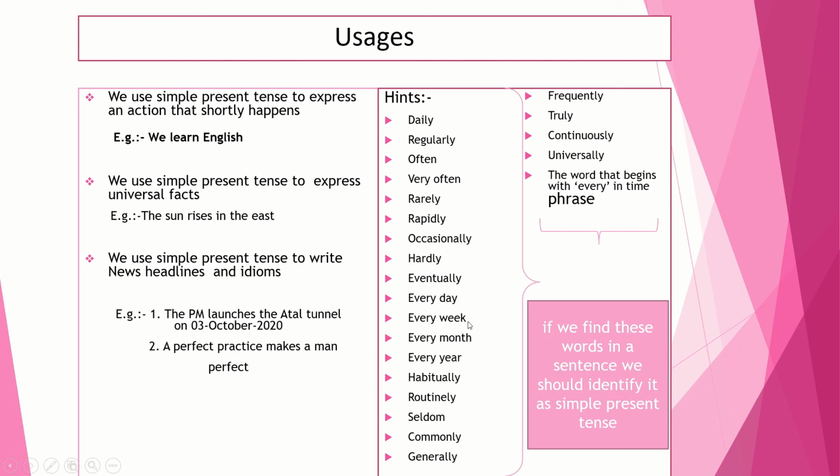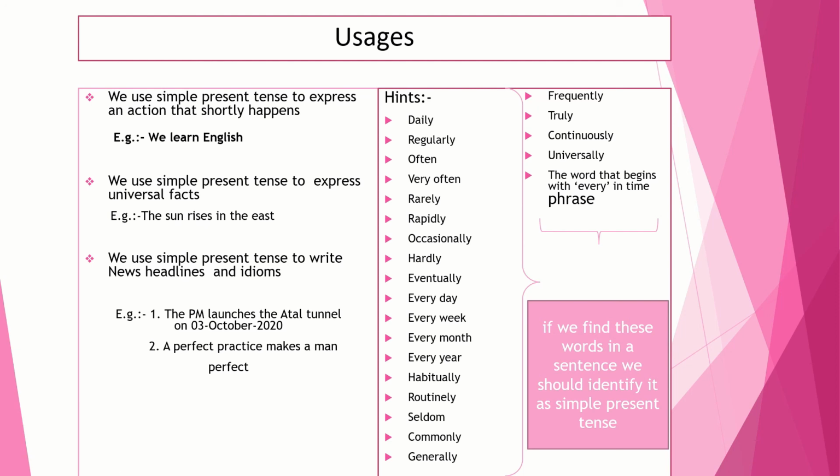Okay, the hints of simple present tense. Okay, how do we identify simple present tense? Through the keywords. The keywords are hints. Okay, daily, regularly, often, very often, rarely, rapidly, occasionally, hardly, eventually, every day, every week, every month, every year, habitually, routinely, seldom, commonly, generally, frequently, truly, continuously, universally. Okay, the word that begins with every in a time phrase.